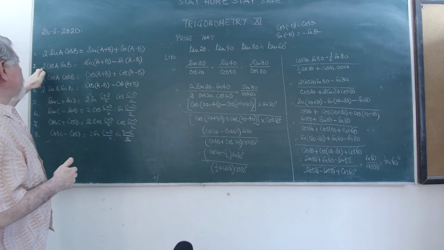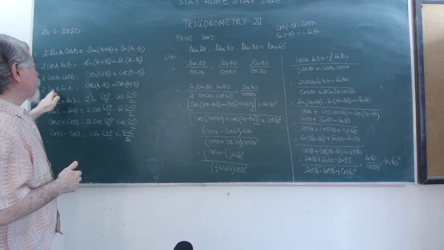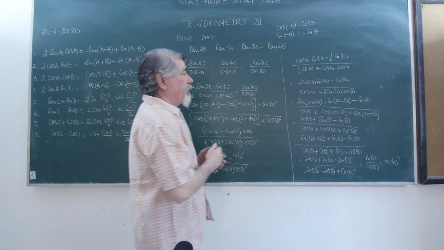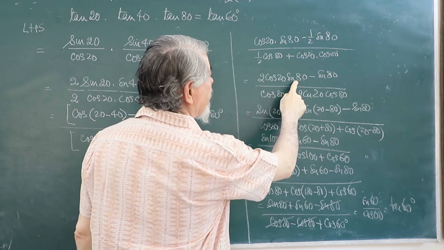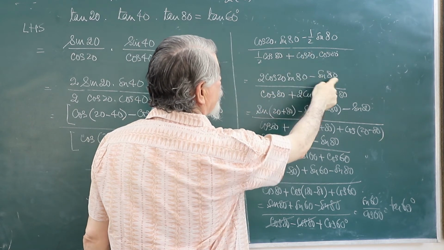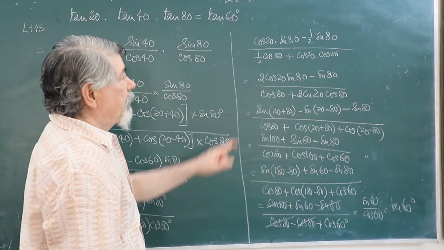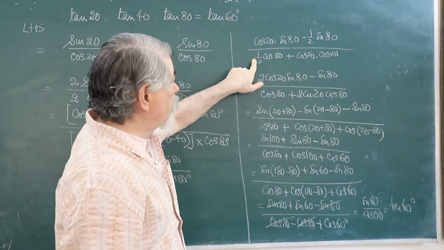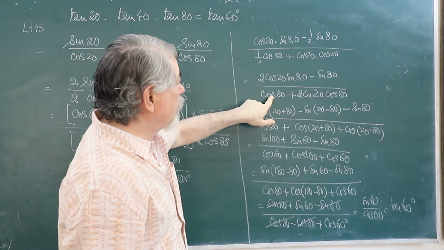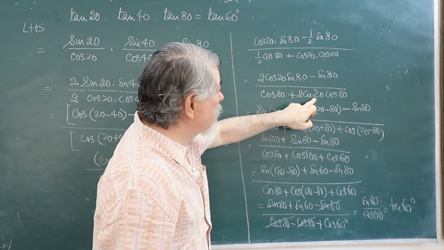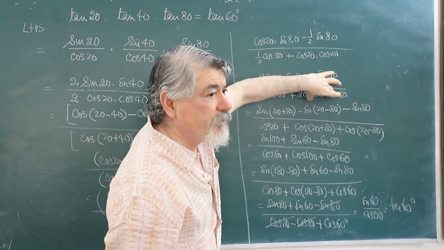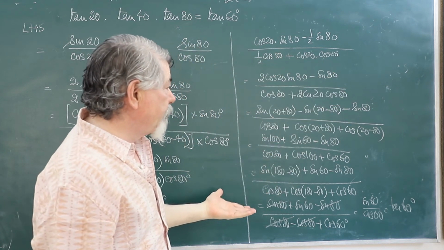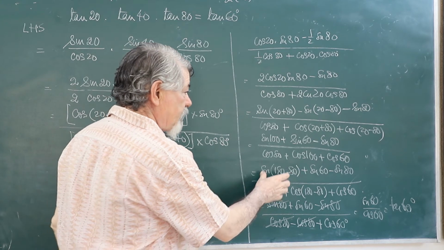2 sin A cos B, 2 cos A sin B, 2 cos A cos B, 2 sin A sin B. We multiplied here with 2, we got 2 cos 20 sin 80, and 1/2 into 2 will cancel, you get sin 80. Here when you multiplied by 2, this cancels again, we got cos 80 plus 2 cos 20 cos 80. 2 cos A sin B, 2 cos A cos B. Again we applied the formula and we come to this stage.